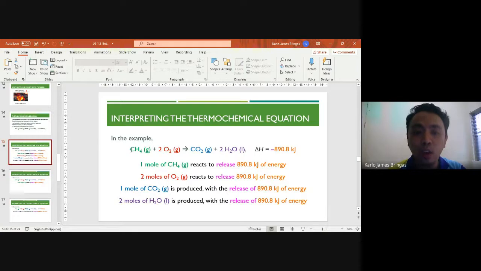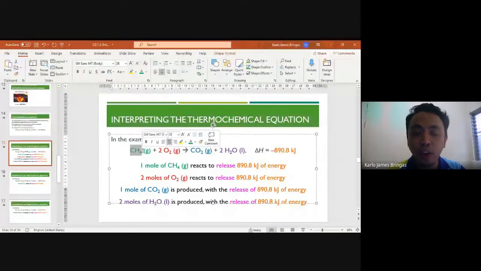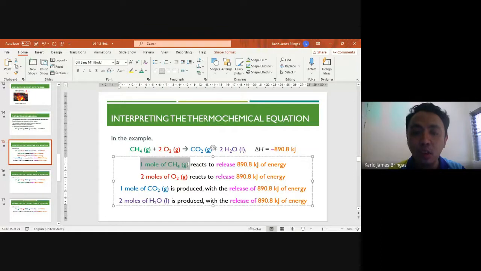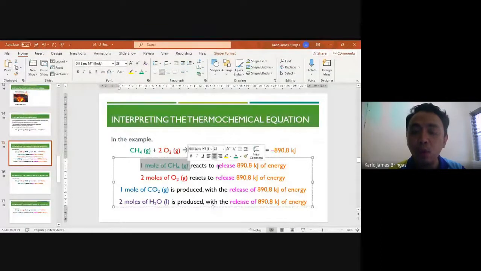If we look at the coefficient ng CH4, for instance, CH4 has a coefficient of 1. We just didn't write 1 because understood na iyan. That CH4 has a coefficient of 1. So seeing that you have 1 mole of CH4 in here, 1 mole of CH4 in this reaction will now always produce, or rather release, 890.8 kilojoules of energy.